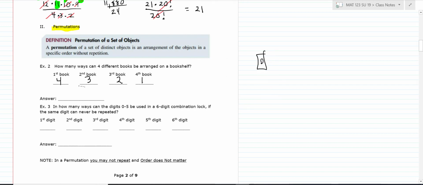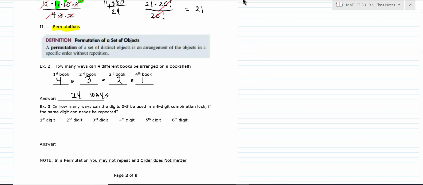So what you're doing is using the multiplication principle to find how many different ways you could arrange those books on the bookshelf, because for every possibility here, there are all these possibilities there. Then you just go to your calculator. 4 times 3 is 12. 12 times 2 is 24. So it turns out there are 24 ways to do that.